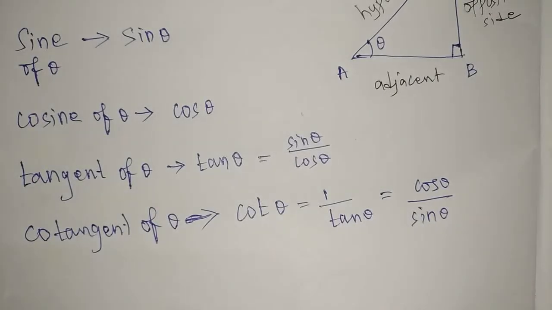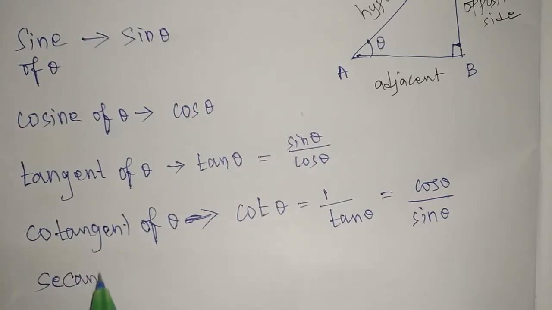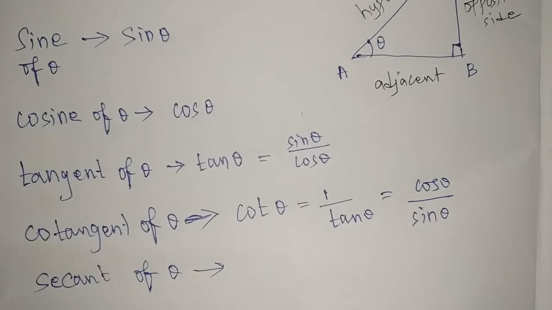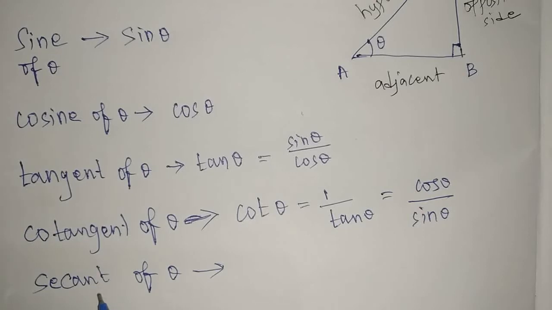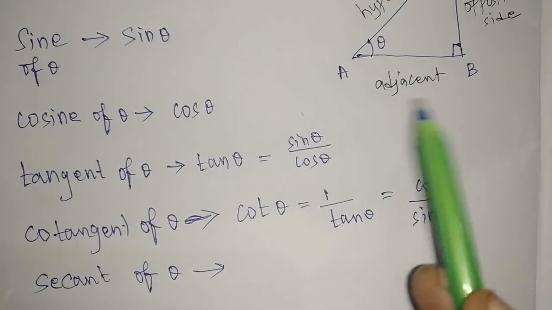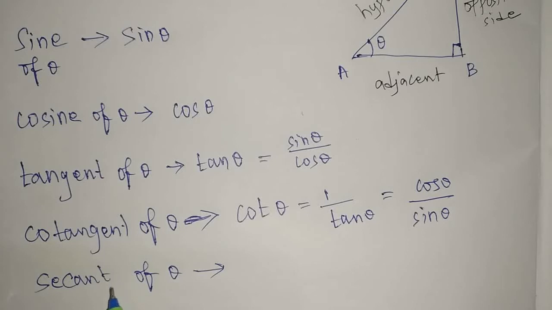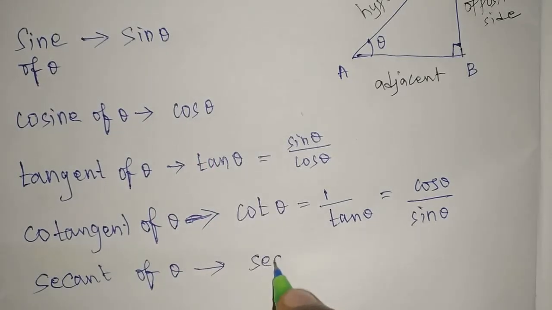This is cotangent. Next, secant of theta. This is also useful for finding the adjacent. What we use cos theta for, the same thing applies here, because this is the reciprocal of cos theta. We write sec theta, but you have to read it as secant theta.